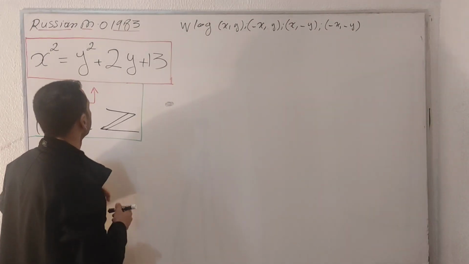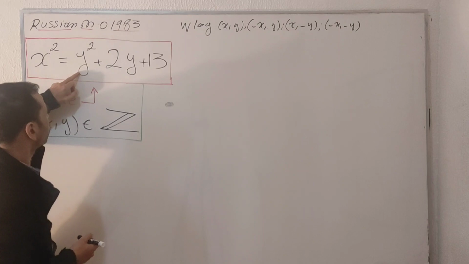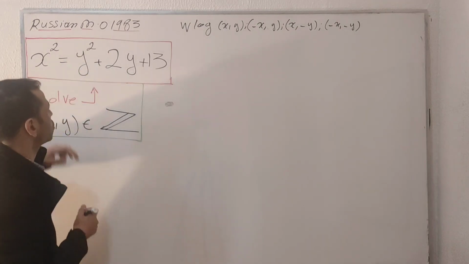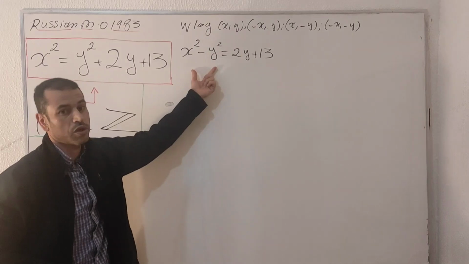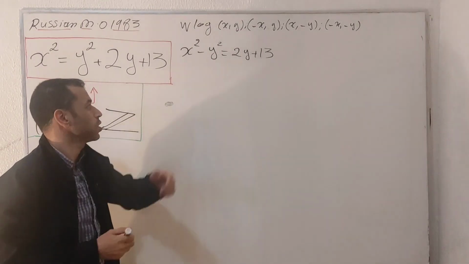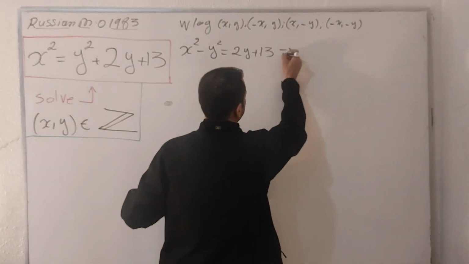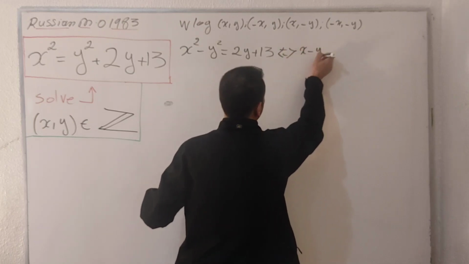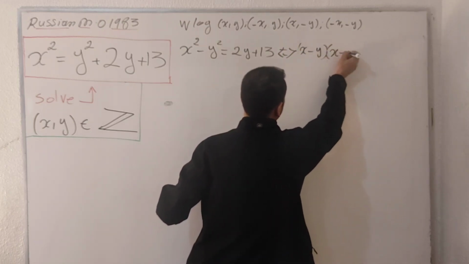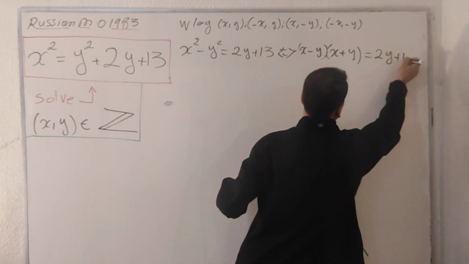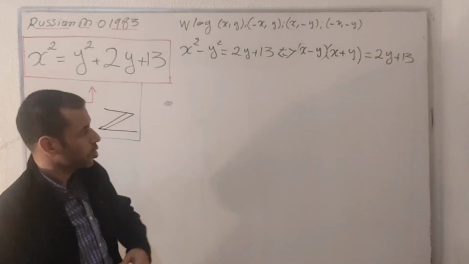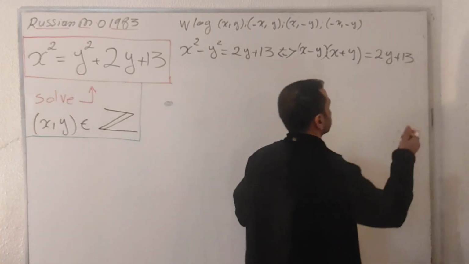As you know, I'm simply going to move over this y squared to the left hand side of the equation to see what it gives us. This one is written in the form of the difference of two squares, so I'm going to factor out this one. So we have x minus y times x plus y equals 2 times y plus number 13, okay? So if you take a look, this term is odd, okay?